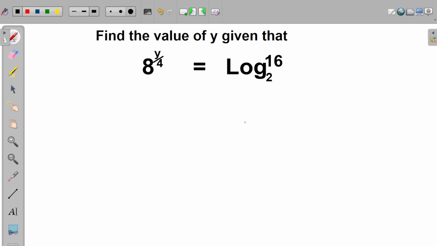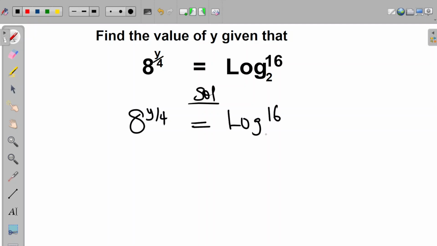Hi, we are given this interesting equation and we are asked to find the value of y given that 8 raised to the power of y/4 is equal to log 16 in base 2. So we have that 8 to the power of y/4 is equal to log 16 in base 2. The first thing we do here is to express 8 in powers of base 2.